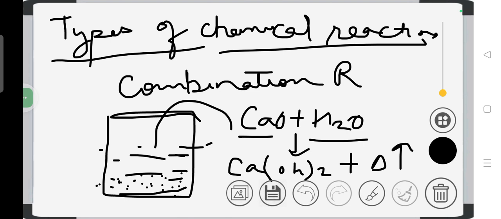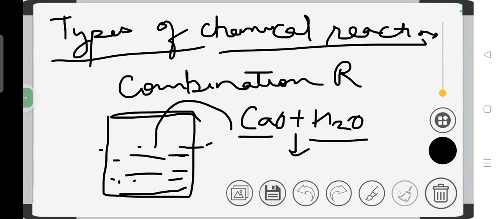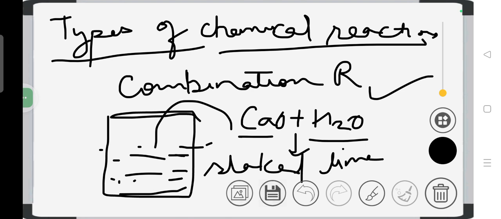So what are we getting? In a combination reaction, two reactants combine to give a single product, which is calcium hydroxide, plus there is a release of heat energy. This calcium hydroxide is also known as slaked lime. I hope this is clear to you, children. What is a combination reaction? When two or more reactants combine to give a single product, that is known as a combination reaction.